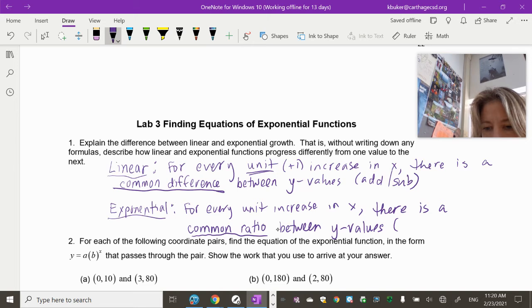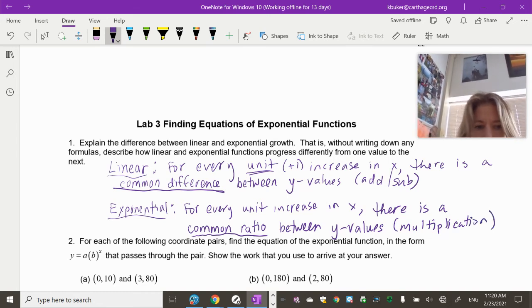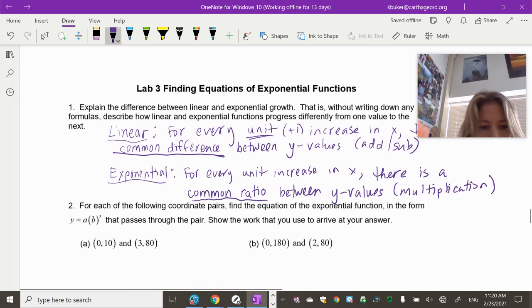Okay, and we can say multiplication or division. I'm just going to leave it as multiplication pattern because we can always write division as multiplication by a fraction. So it's basically the pattern in the y values for every increase in x.